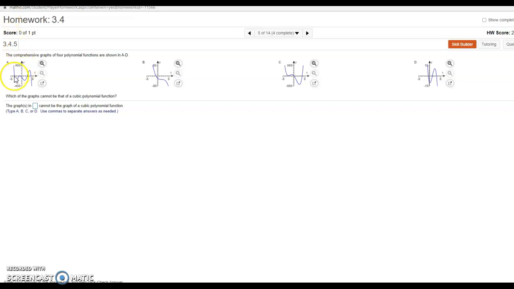So A is way out of the running because you've got 1, that would be a double solution where it bounces, so 2, 3, 4, 5 solutions. So that would have to be at least 5th degree. So that one's out.